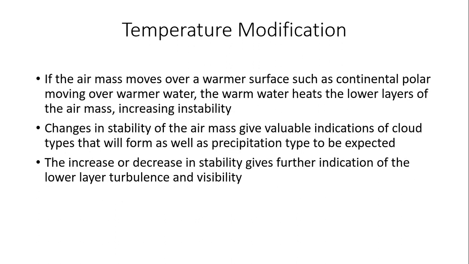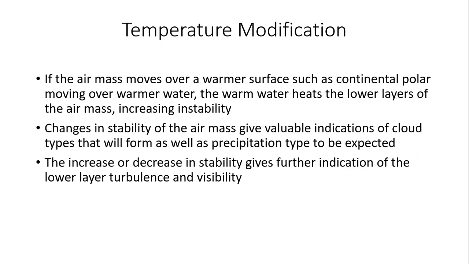Now, if the air mass moves over a warmer surface, such as continental polar air moving over warmer water or heated land, the warmer surface is going to heat the lower layers of the air mass. You have a cold over warm situation, which yields greater instability. So you're going to get cumulus clouds in this case, with greater vertical air motion, much more accelerated, depending on the temperature difference between the surface and the overlying air.